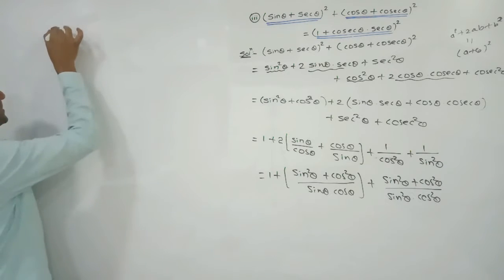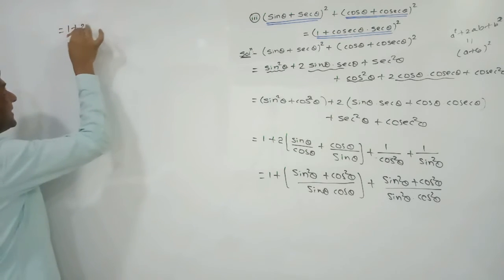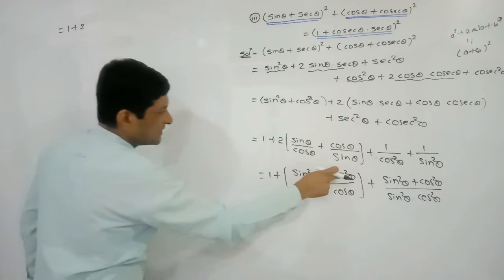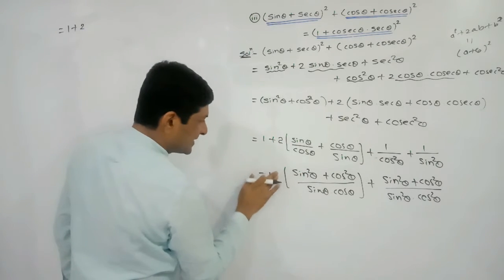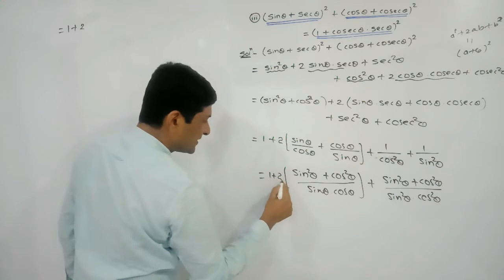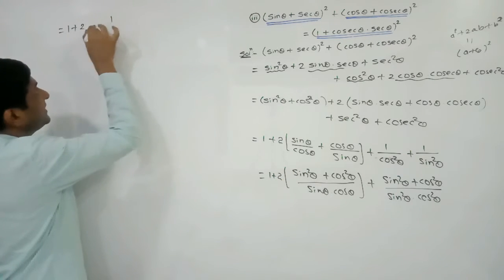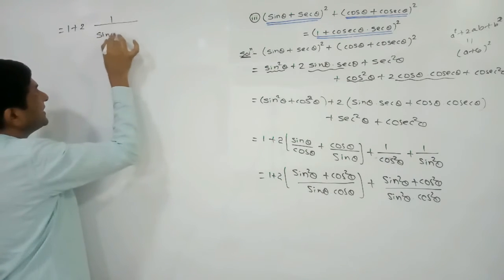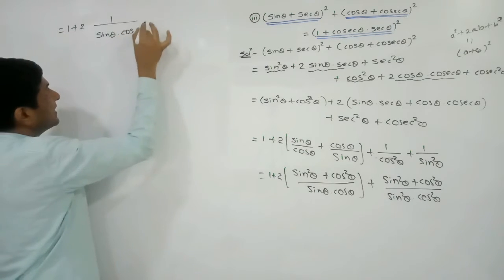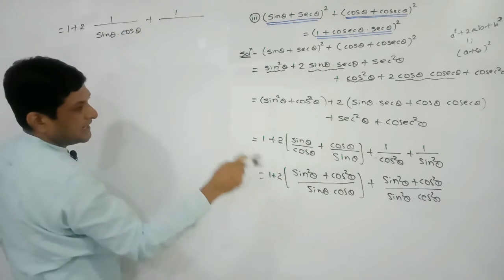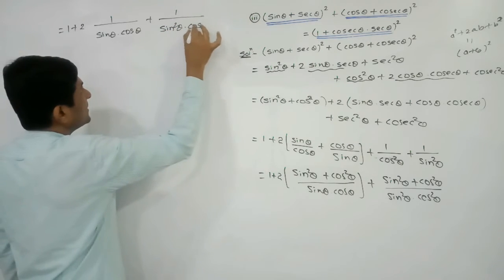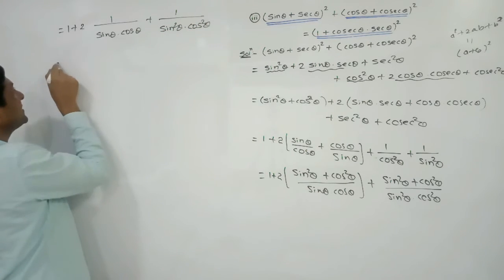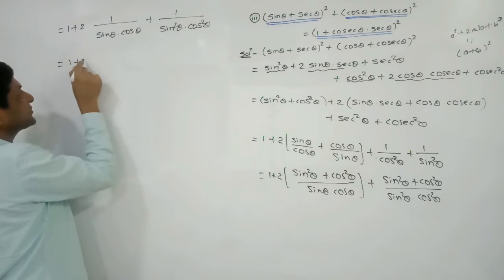So here first term is 1 plus twice, keep it as it is. If I replace it by 1, what will we get here? Here twice keep it as it is. So here we will get 1, and in the denominator sin theta into cos theta, plus again 1, and again the denominator is what? Sin square theta into cos square theta. So which is equals to 1 keep it as it is plus 2 also as it is.